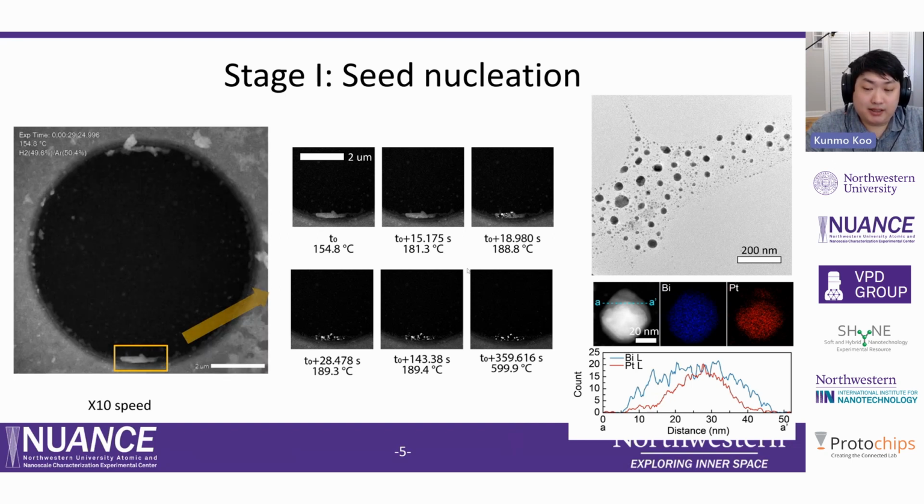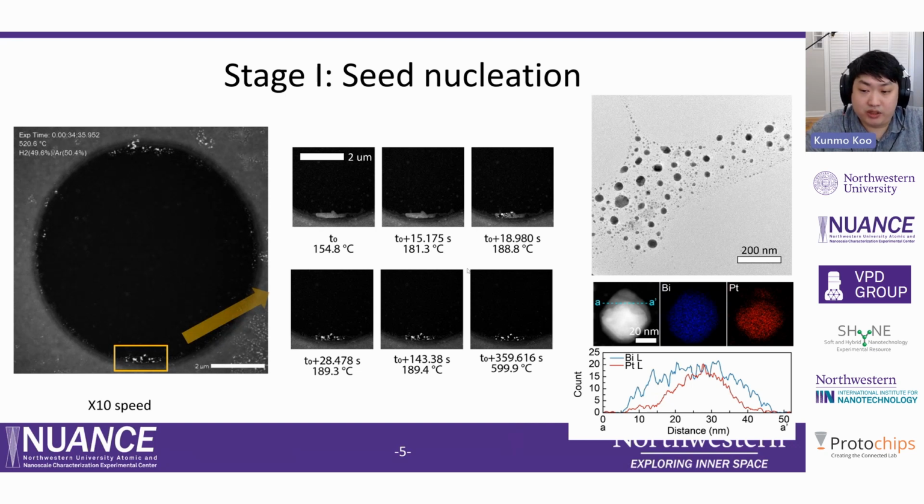Since there are two distinct stages of seed nucleation, we can predict there are two phases within the particle, and as you can see in the bright field, we can see two distinct subdomains in the nanoparticle seeds. And we find that their compositions are slightly different: one is a bismuth-rich alloy and the other is a platinum-rich alloy.